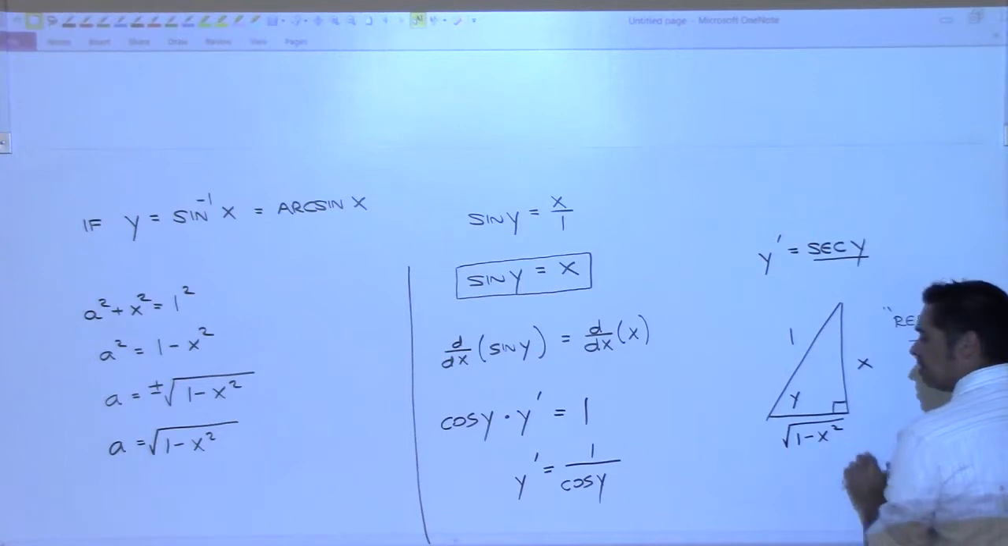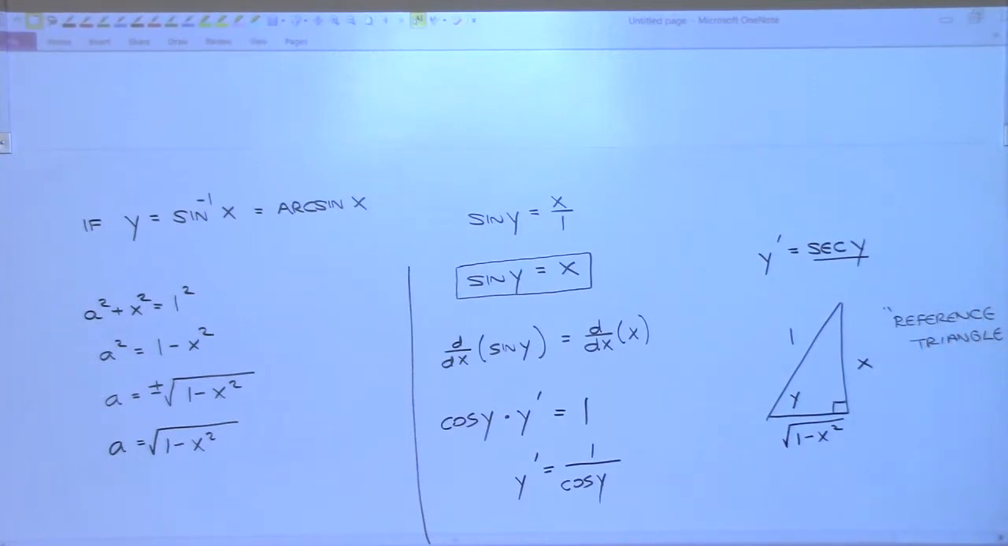How many of you have to take Cal 2? All day long we do reference triangles. All day long. I mean, we just do it. It's like 1 plus 1 to us in Cal 2. We just do it all the time. So get used to this idea.